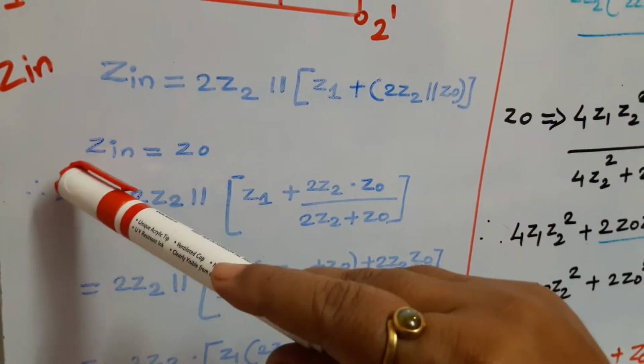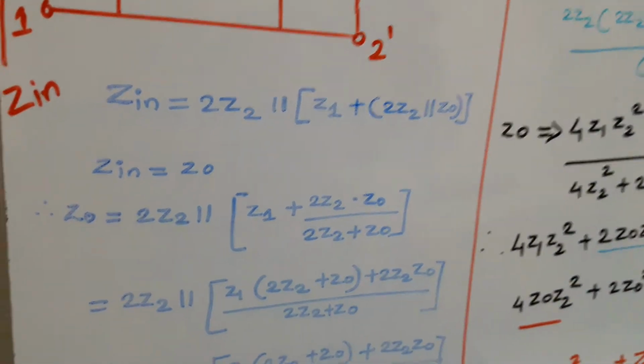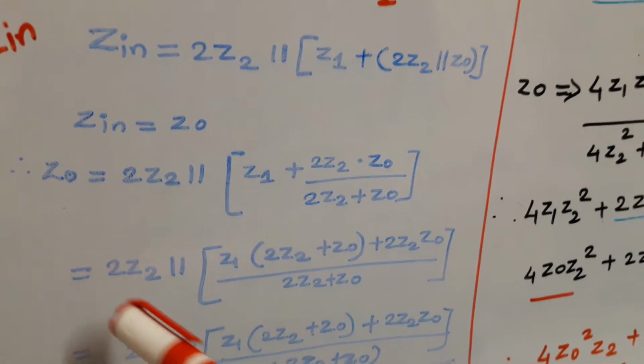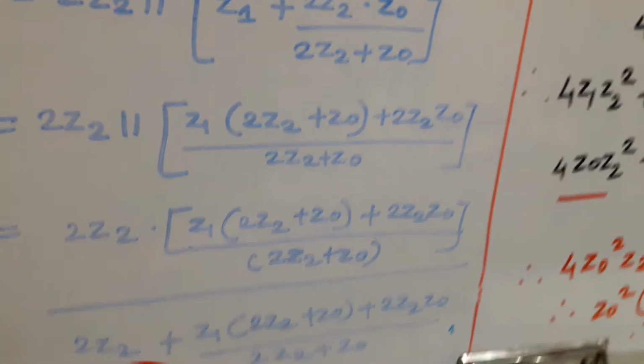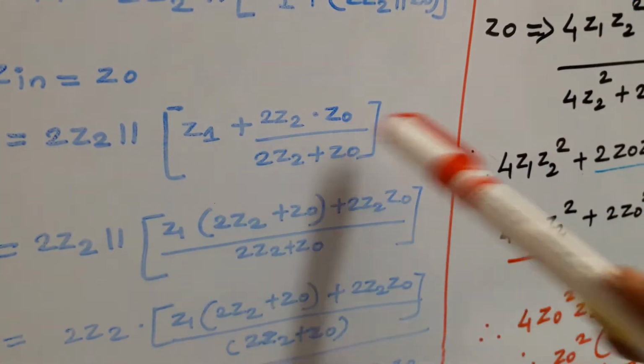Now from the definition, this Zin will be equal to Z0. So we write Z0 on the left hand side. So Z0 is equal to twice Z2 into this thing, divided by twice Z2 plus this thing. How this came, I had already explained.